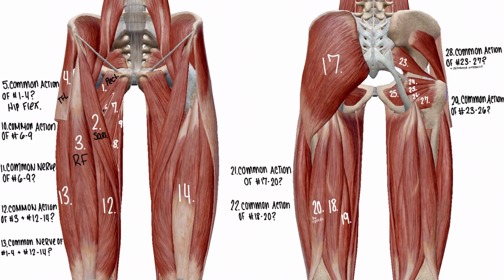Number 6, that's going to be that small one right in here. I'll kind of pull this out. That's going to be adductor brevis. 7 is going to be adductor longus. 8 is going to be adductor magnus. And 9 is going to be gracilis. All right, so now number 10 is asking common actions of numbers 6 through 9, and that's going to be hip adduction. And number 11 is asking common nerve. That's going to be the obturator nerve.